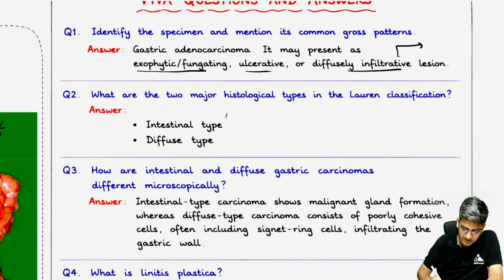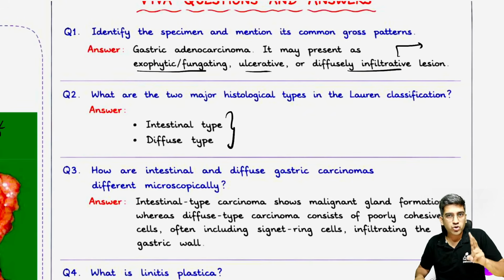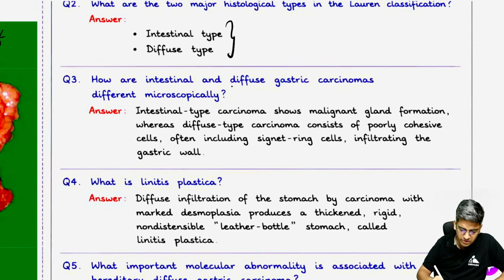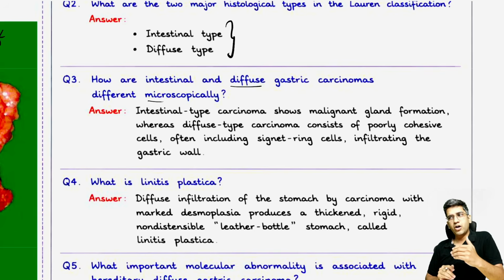So what are the two major histological subtypes? WHO cares for these two. There might be like 10-15 types of classification of gastric carcinoma, but intestinal type and diffuse type of gastric carcinoma is something which I want you to remember and tell that this is based on WHO. That's it. So what do you see in the diffuse type of gastric carcinoma microscopically? Or in other words, how is it different from intestinal type?